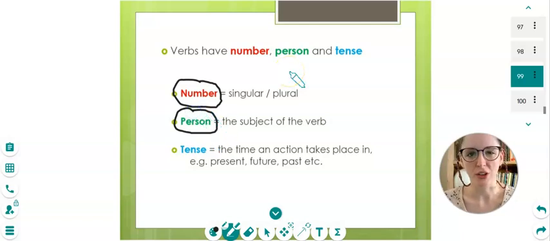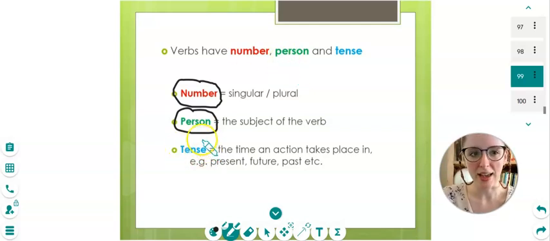A verb then will also have person. And we've already touched on this by looking at singular and plural. The person of a verb is who's doing it. So in English, we just show that using our pronouns. So I run, I is the person there. You run, you are the person there. You are the person doing the verb. So in English, we would just pop a pronoun in front of the verb to show who's doing it. That's called the person of the verb.